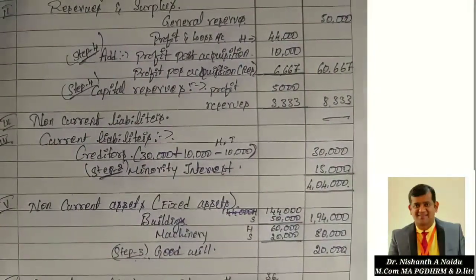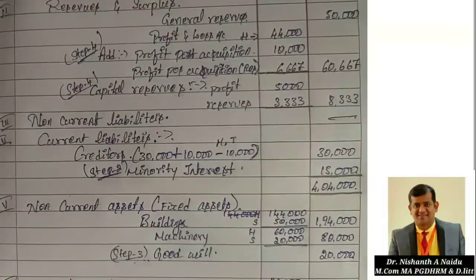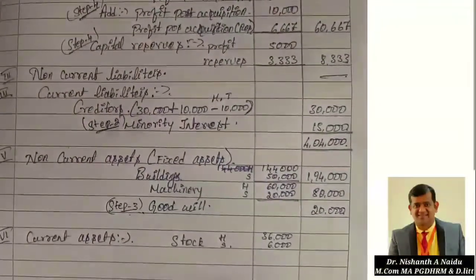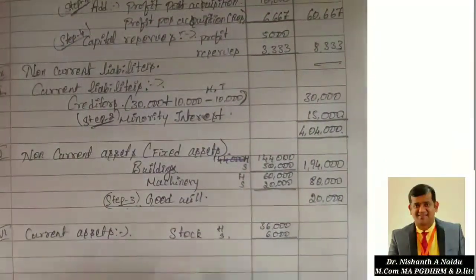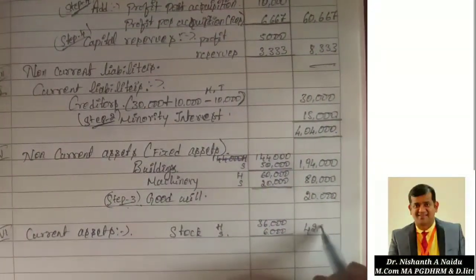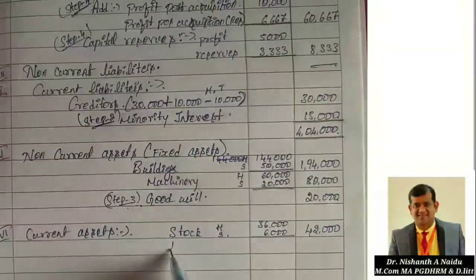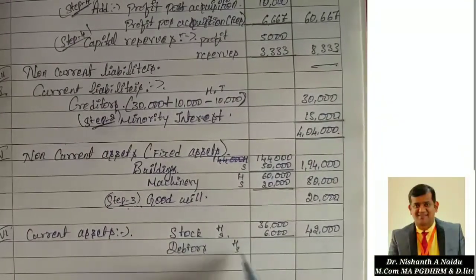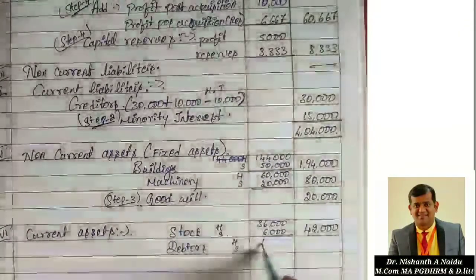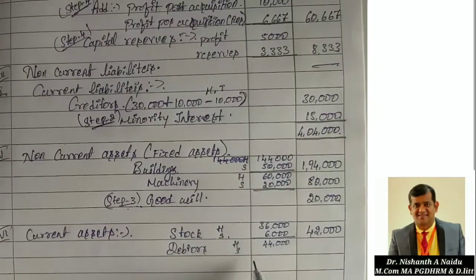So 36,000 plus 6,000. So put together how much? 36 plus 6. That comes to 42,000, right? 42,000. So then take debtors, H Company and S Company. H Company 44,000 and S Company 14,000.